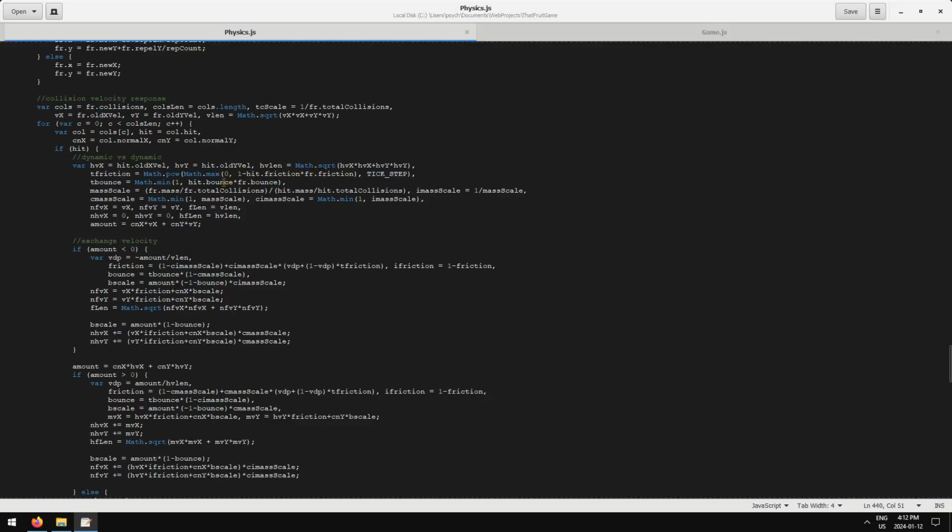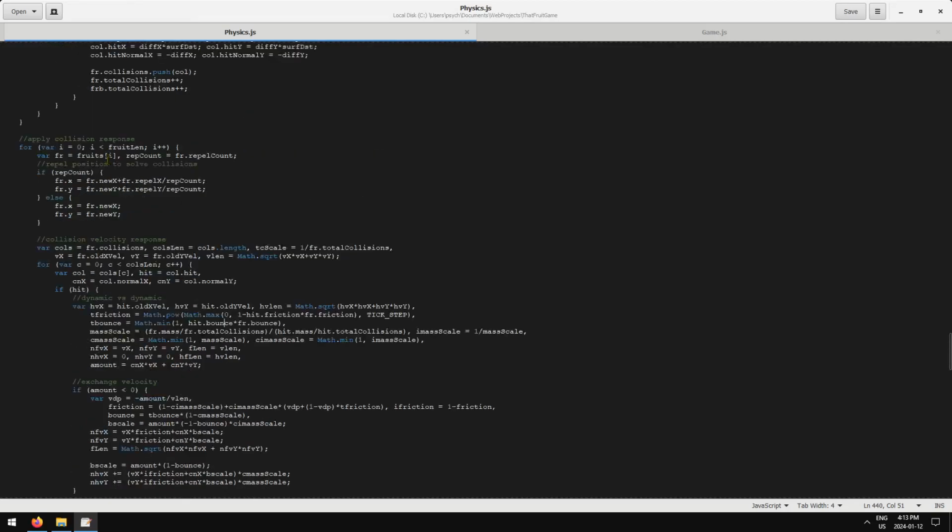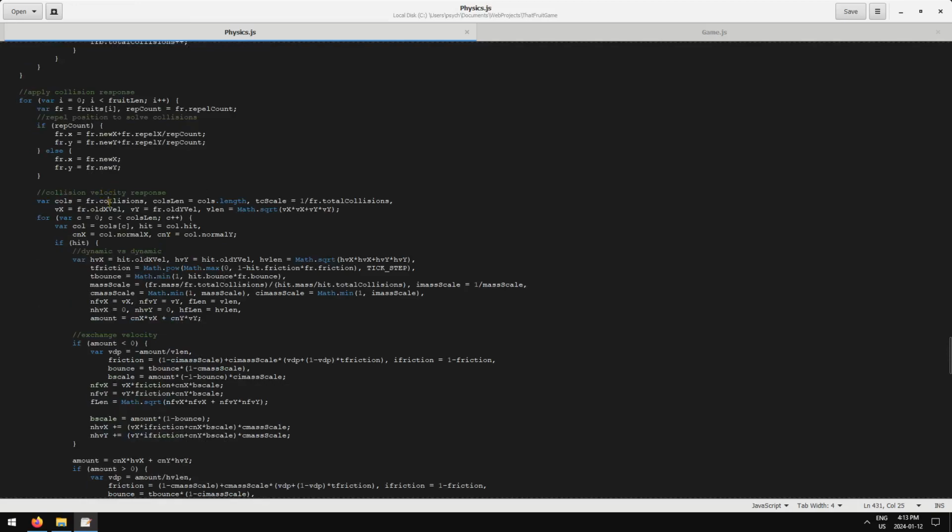In some engines though, like Unity, you can see that they let you choose how the friction in the physics engine is calculated, whether or not it's multiplied, averaged, or summed.